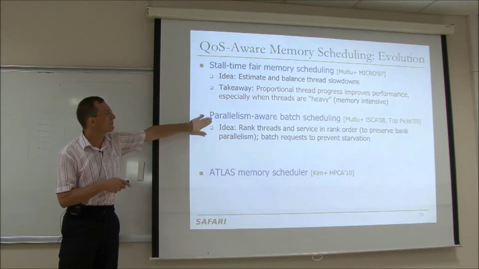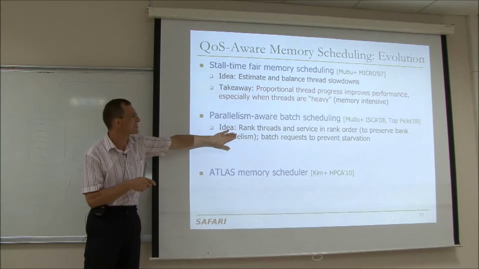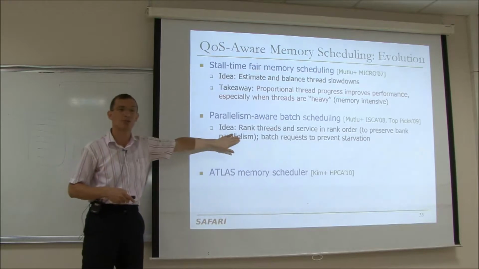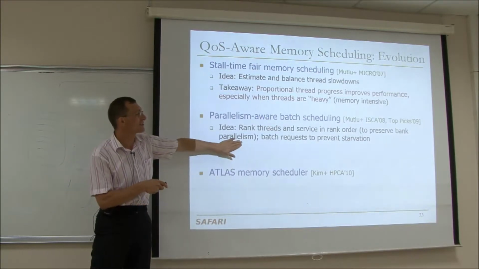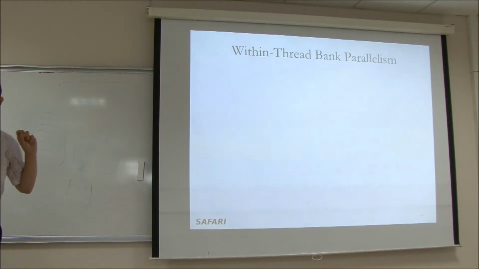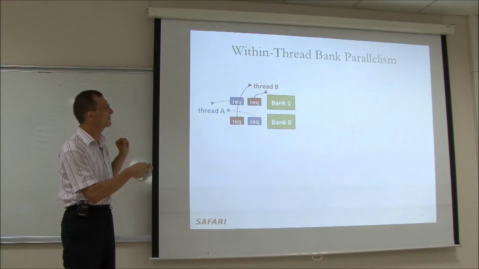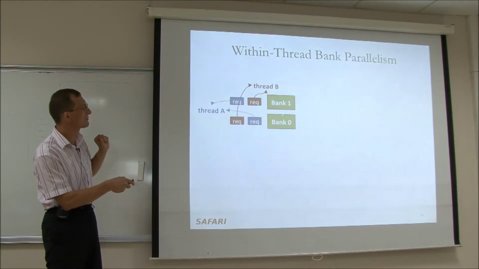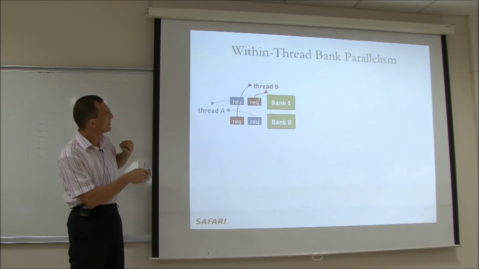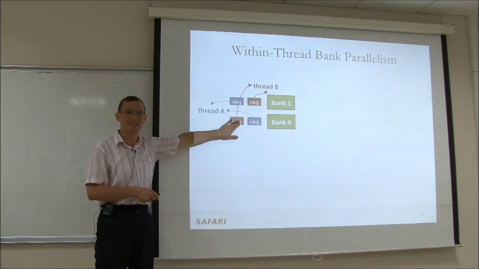Later, we looked at parallelism-aware batch scheduling. And here there were two key ideas. One is ranking the threads and servicing the threads in rank order such that we can preserve bank parallelism, and batching the requests to prevent starvation. I'll just give you the idea of within-thread bank parallelism so you can keep this in mind. If you look at these two banks, and you have two threads accessing these two banks, what the memory controller might do is service requests like this. You have thread B's request, the red request over here, and this is where we need the red again. It works.